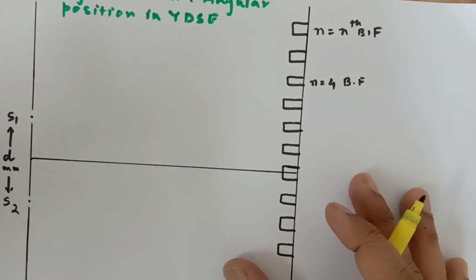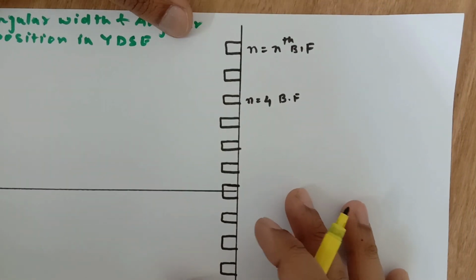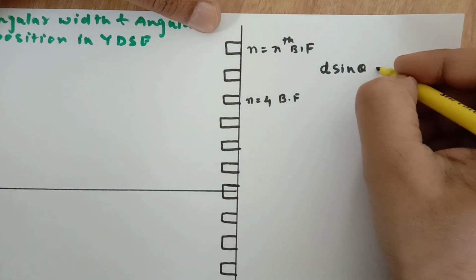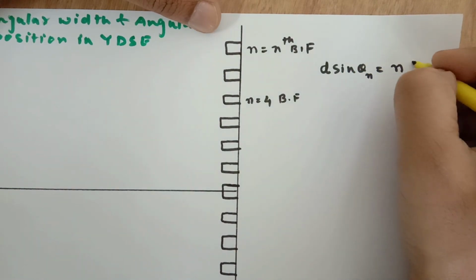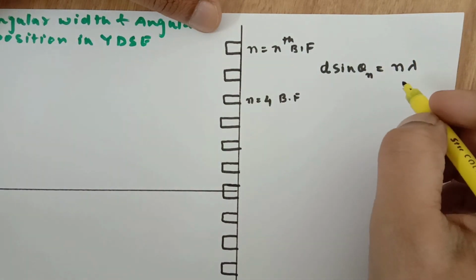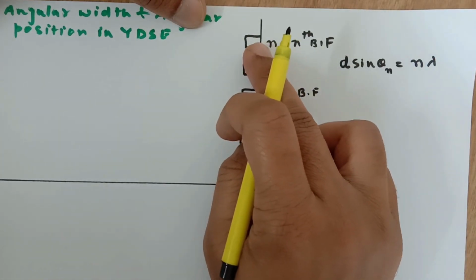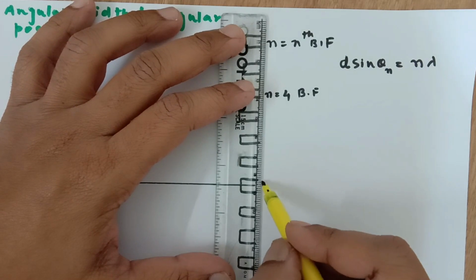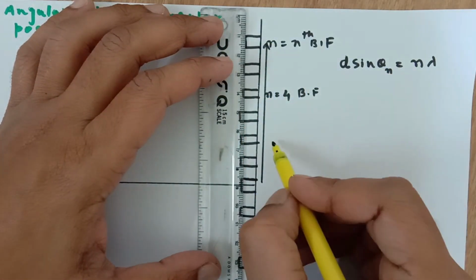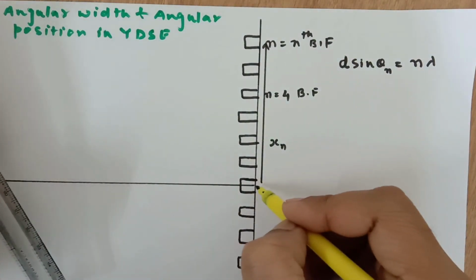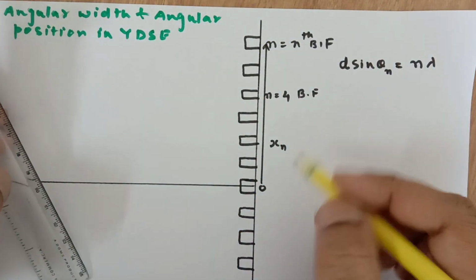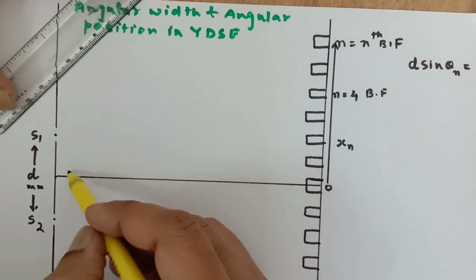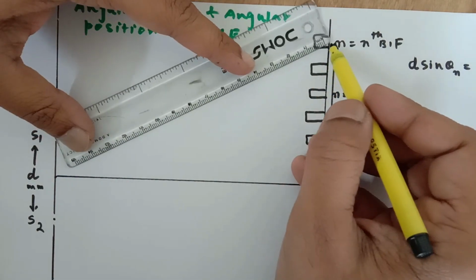Correct. Now we also know the expression for the path difference in case of Young's double slit experiment. The expression says d sine theta n is equal to n lambda, and right now I am only talking about the bright fringes. So suppose this is our nth bright fringe, which is at some distance away from the center of the screen. Let me say this distance is xn. So the distance from the center of the screen, that is point O, to the nth bright fringe is xn. Now what I am going to do is connect the center of S1 and S2 to this particular point over here.